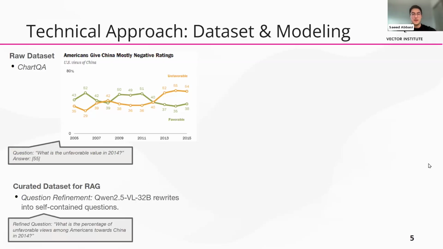But this is not readily applicable to RAG. Therefore, we needed to first curate the questions to be globally well defined. In particular, we used the 32 billion checkpoint of Qwen 2.5 VLM to rewrite the question given the chart and the answer into a self-contained question like this: what is the percentage of unfavorable views among Americans over something in 2014?